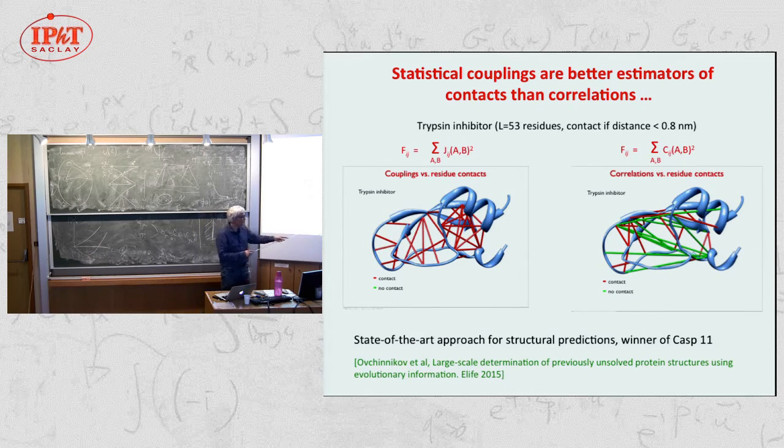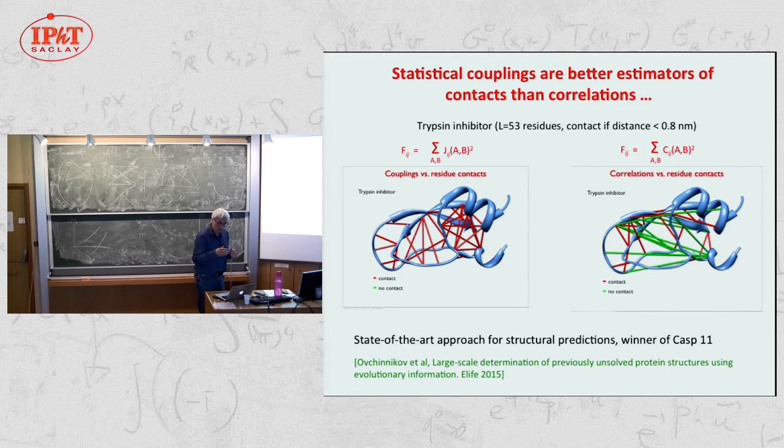In fact, it was the winner of CASP 11. So it's a contest where people try to predict structure. When people resolve new structures of proteins, before they actually publish the data, there is a contest where people try to predict the structure, and then it's compared to the real structure which was found experimentally. And so if you are interested, I can give you some references where people really use this kind of approach for real data.